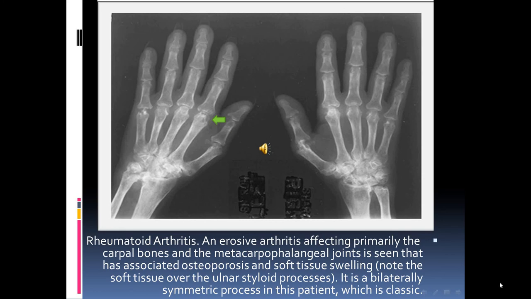This plain X-ray shows us the classical appearance of changes that could be seen in rheumatoid arthritis. We have here the bone density is abnormal. We can see that there is a generalized decrease in the bone density of the metacarpal and phalangeal bones. And there is erosion, which is well noted as you see at the green marker. There is erosion in the most important site, which is the metacarpophalangeal joints. Also, you cannot clearly demarcate the carpal bones, so this represents an area of fusion or erosion which could be seen in the carpal bones, and even mild soft tissue swelling at the region of the ulnar styloid process. So these are bilateral symmetrical changes which could be seen classically in rheumatoid arthritis.